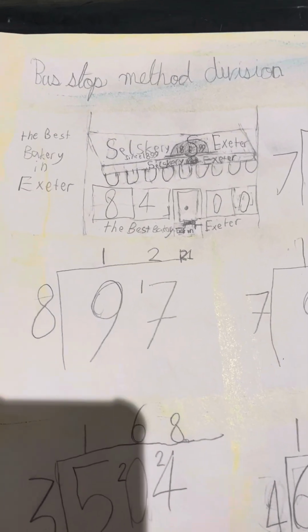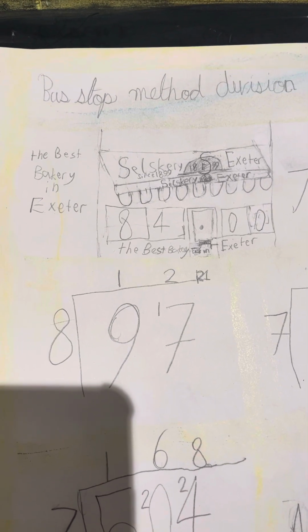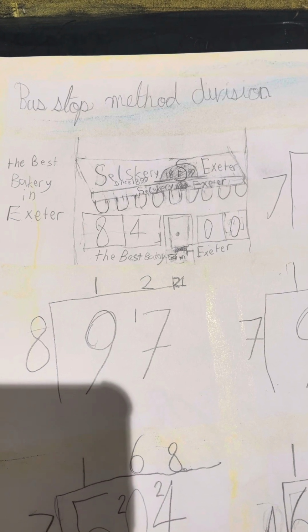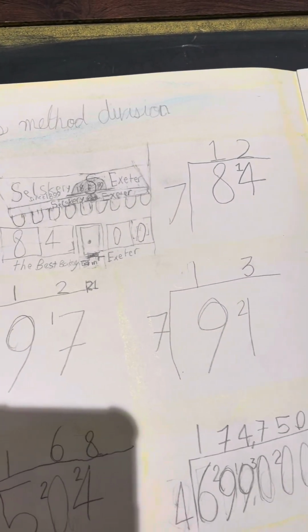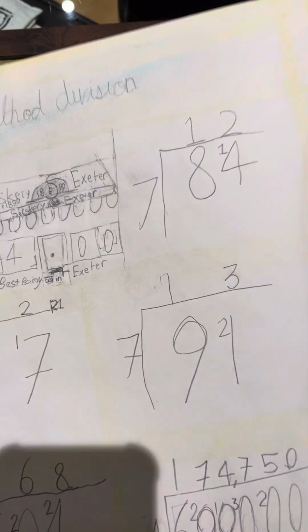So here, this is a picture from my son's book. He's changed the picture a little bit, but this is what he drew. So there's a bakery and there are 84 loaves of bread and 7 shopkeepers to divide it between. Now, I will show you how I introduced it.